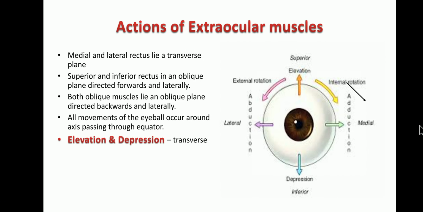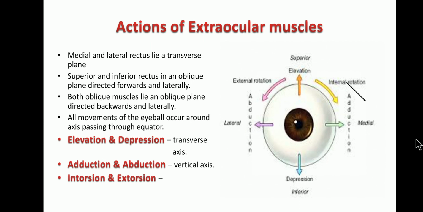So for elevation and depression, this will be the transverse axis. The eyeball will move around the axis up and down. Then next, I told you, adduction and abduction are around a vertical axis. It will move like this, adduction and abduction, whether right or left. Then you have one more axis passing through the eyeball, the antero-posterior axis, and around this axis the movement is intorsion and extorsion. So that is called intorsion and extorsion around the antero-posterior axis of the eyeball.